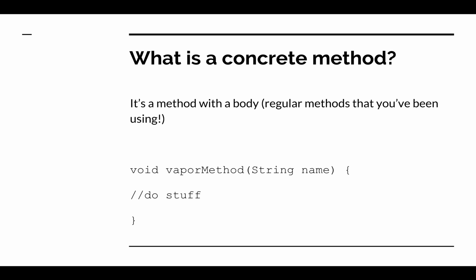What is a concrete method? It's a method with a body. So these are the methods that we've been dealing with all our lives, or at least through 61B and 61A. Void vapor method, string name, and then do some stuff. That's a concrete method. So I've defined an abstract method, and I've defined a concrete method.